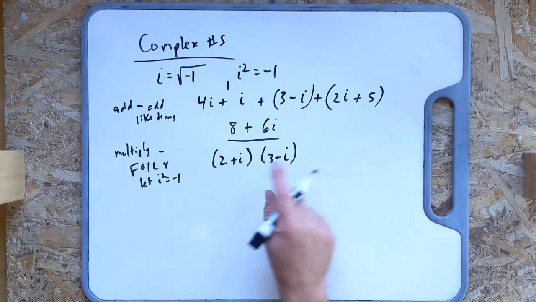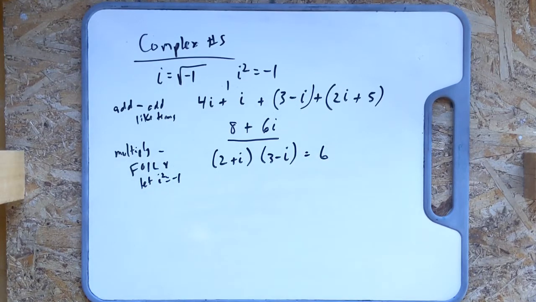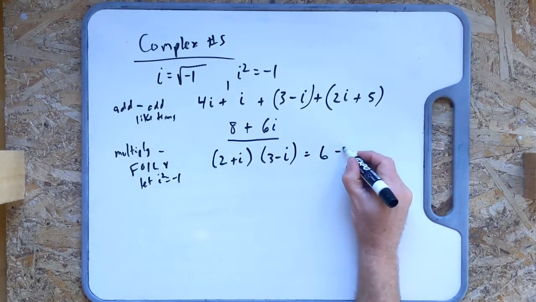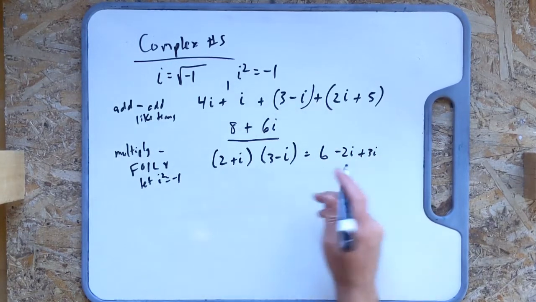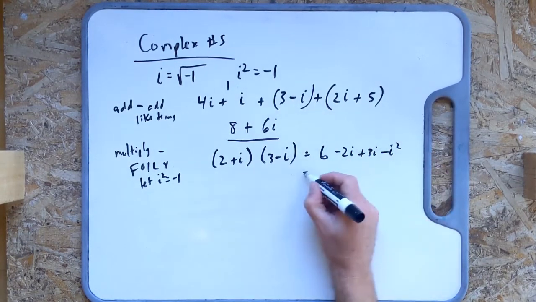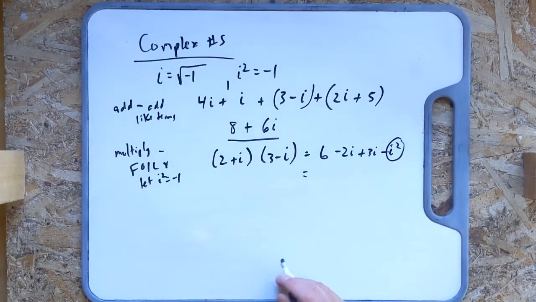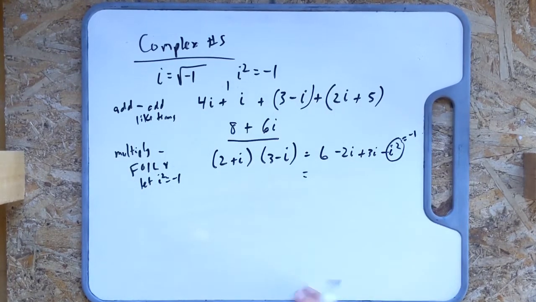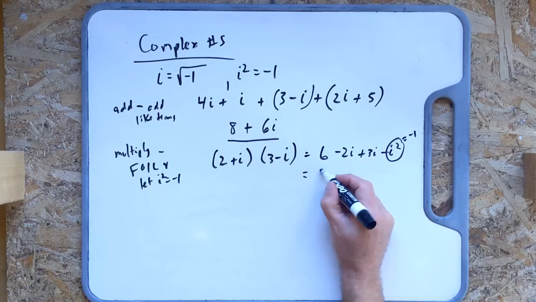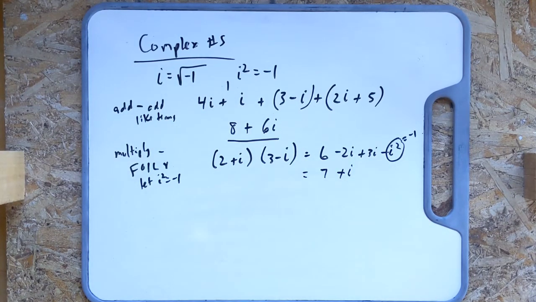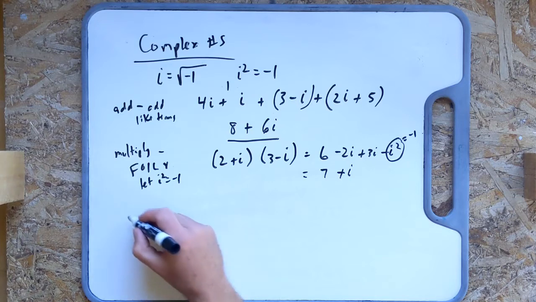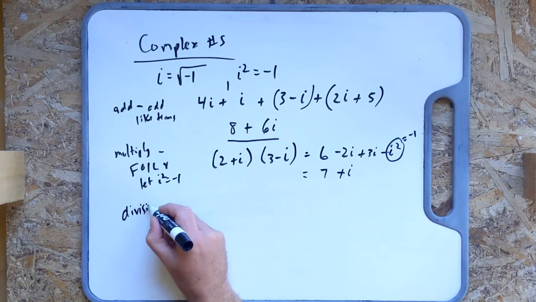So FOIL: 2 times 3 is 6. Outer: minus i times 2 is minus 2i. Inner: 3 times i is plus 3i. And finally last: minus i squared. This now you make -1, so this becomes +1. Or in other words, this becomes 7. And you put these two i terms together and get plus i. And that is multiplication.